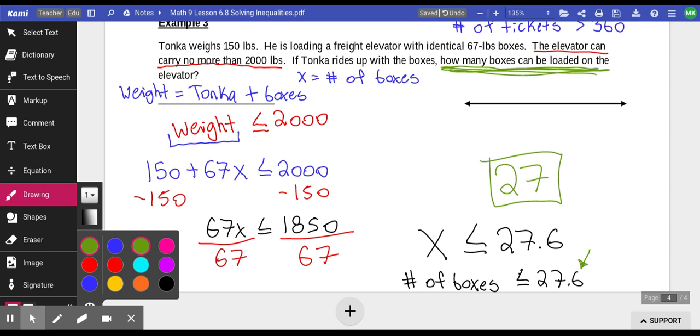If we wanted to graph this, I would then have 27 here. X could equal 27 or be less than 27, like that. Wonderful. Happy practicing solving inequalities.